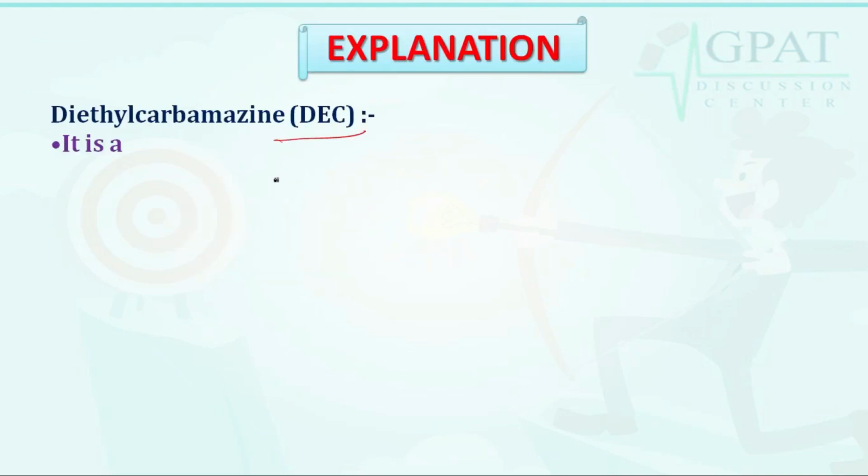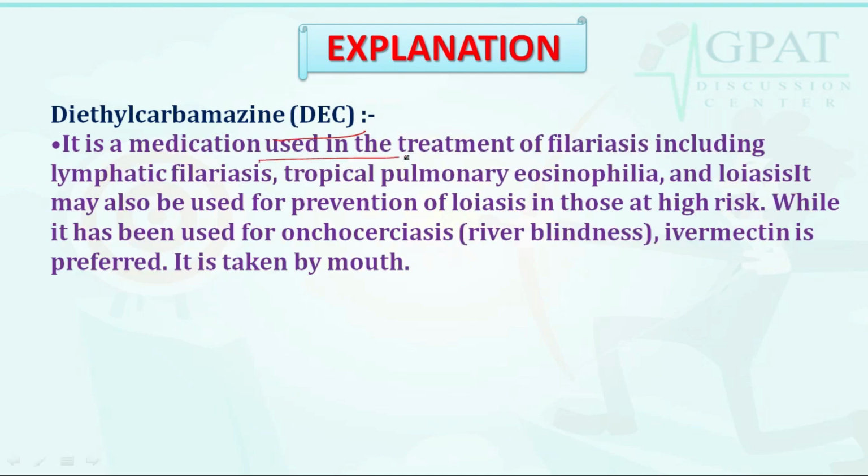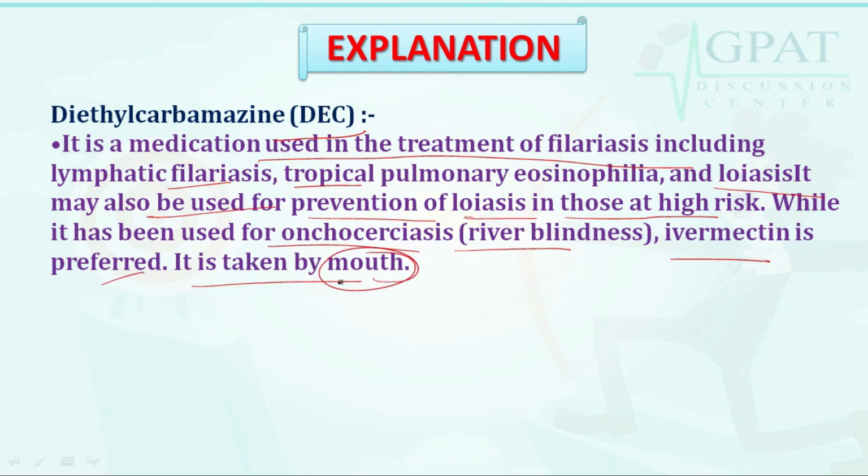DEC is a medication used in the treatment of filariasis, including lymphatic, tropical, and loiasis, and it may also be used for prevention of loiasis in those at high risk. While it has been used for onchocerciasis, river blindness, ivermectin is preferred. It is taken by mouth. So it's all about DEC, students.